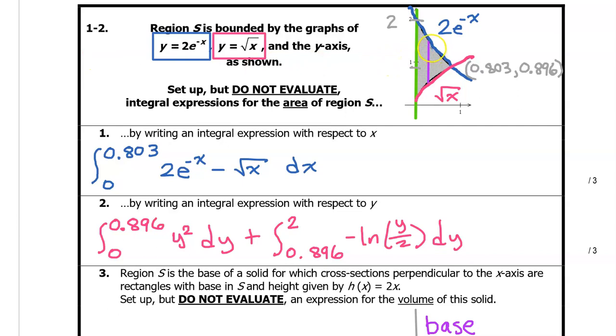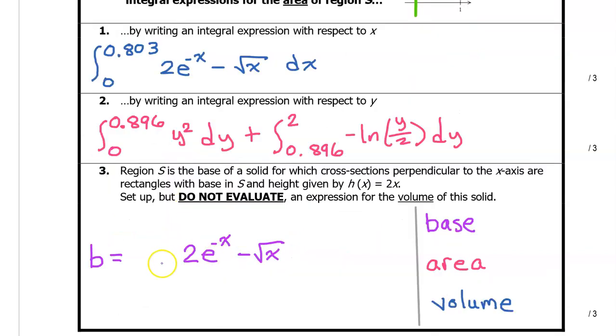Step 1 is to write an expression for the length of the base of a single slice, the length of this purple segment. So that's going to be the top function minus the bottom function in this case. So step 1 is done. This is an expression for the base, 2 times e to the negative x power minus the square root of x.